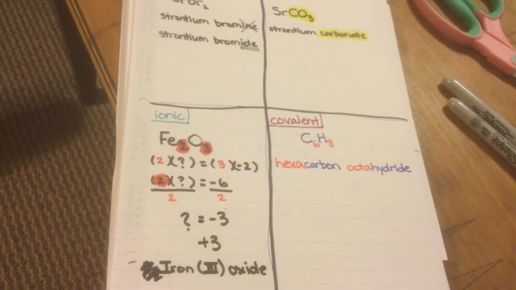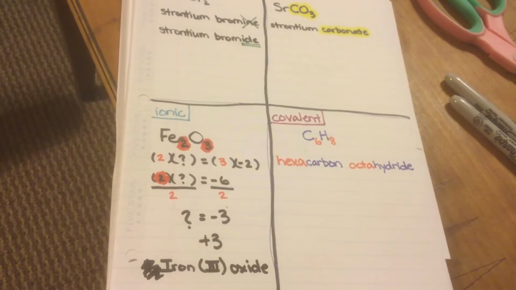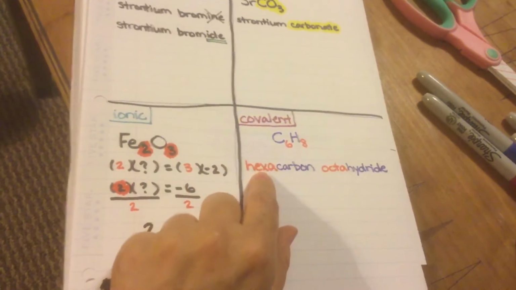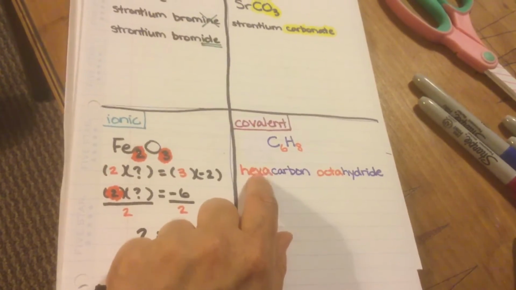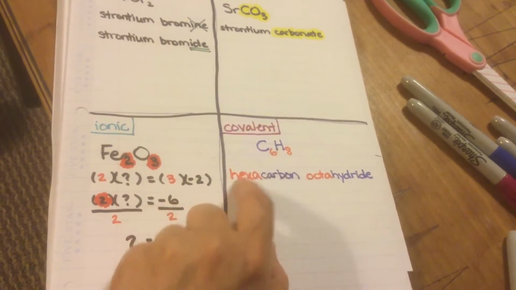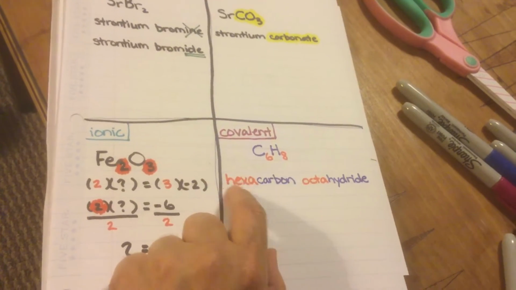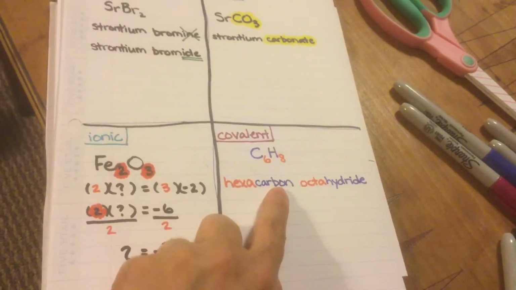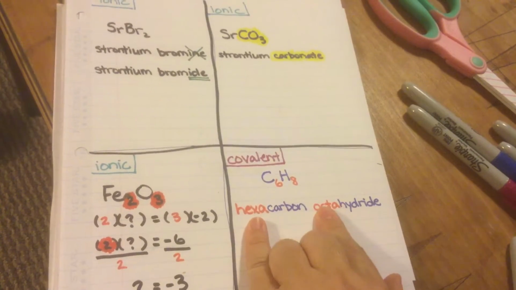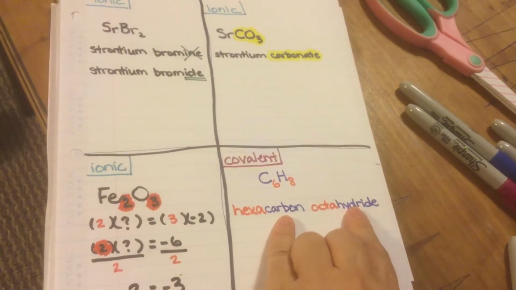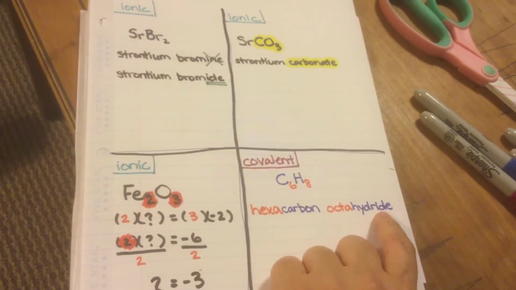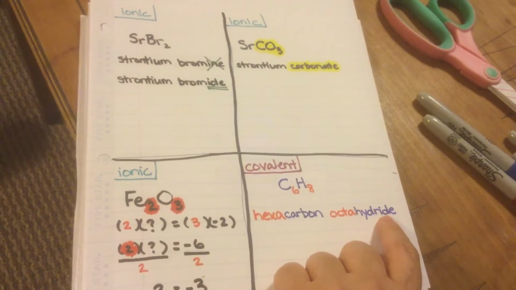Mono is 1 and di is 2, etc. Also, don't forget that if your first atom has a subscript of 1, you don't put mono. We wouldn't say monocarbon. So that's covalent. You've got your prefixes, you've got your atom names, and your second atom name ends in IDE.